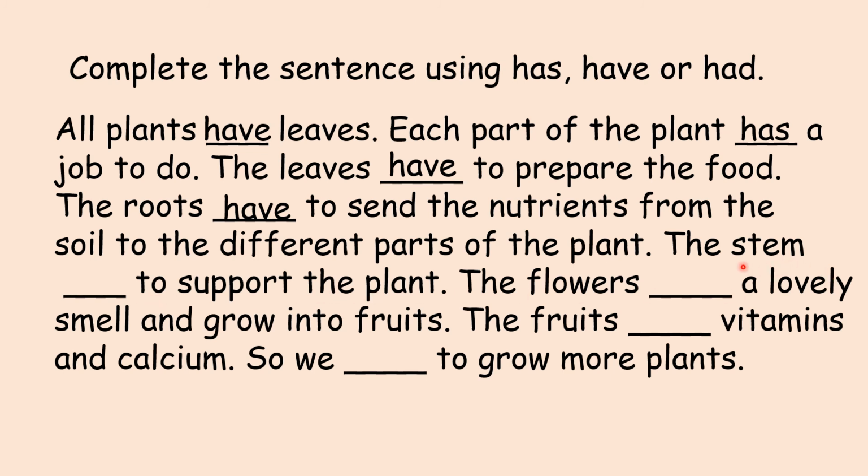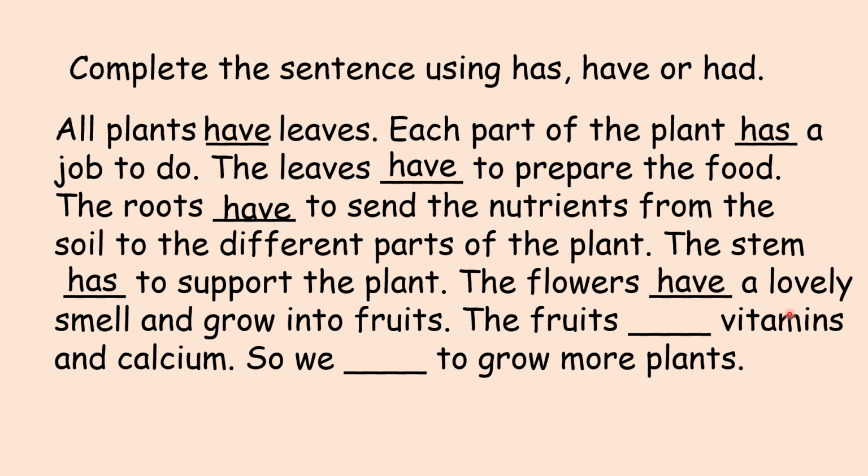The next sentence, the stem dash to support the plant. Here it's only stem, which means one. So we have to use the word has. The flowers dash a lovely smell and grow into fruits. Here we are talking about flowers. So one or many? Many. So we have to use the word have.